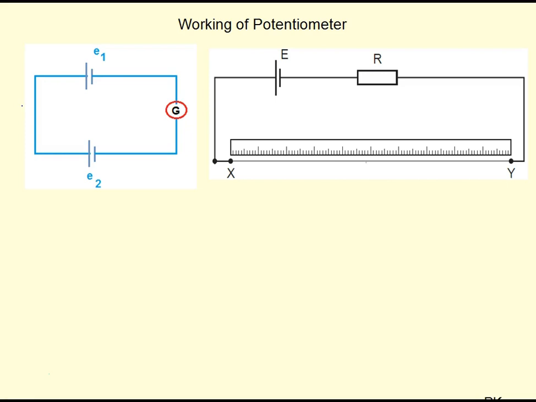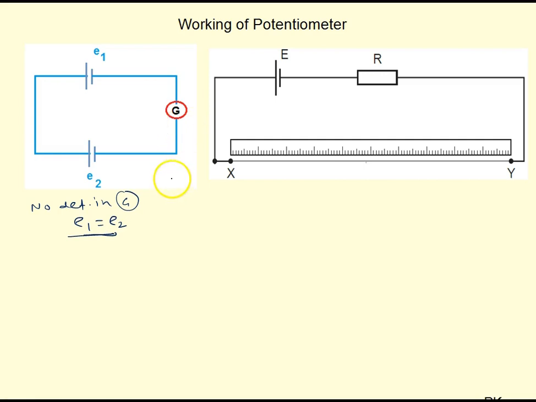When current flows through the galvanometer, it has to show some deflection. But if the galvanometer is showing zero deflection, no deflection, it is always possible when E1 equals E2. It means we are able to get the situation when there is zero deflection in the galvanometer.